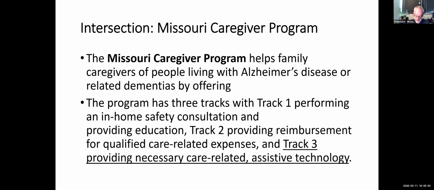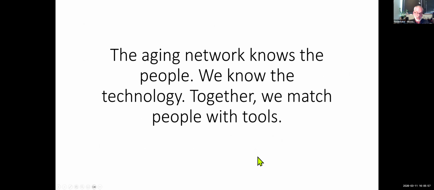So if we move on to the next slide, I know we're getting a little bit up against time here. If I was going to summarize things, we come from two different angles, but we have all this commonality. The aging network knows the people. What do we do as a Tech Act program? We know the technology. So together, if we put the people and the tools together, we'll more successfully be able to match people with the tools they need to hit the goals they want to achieve as they are aging.